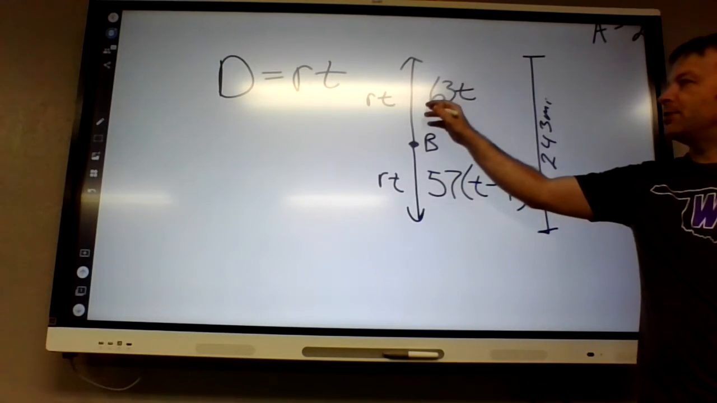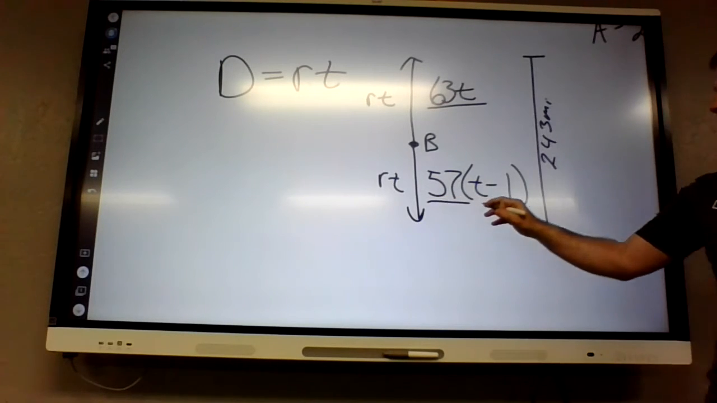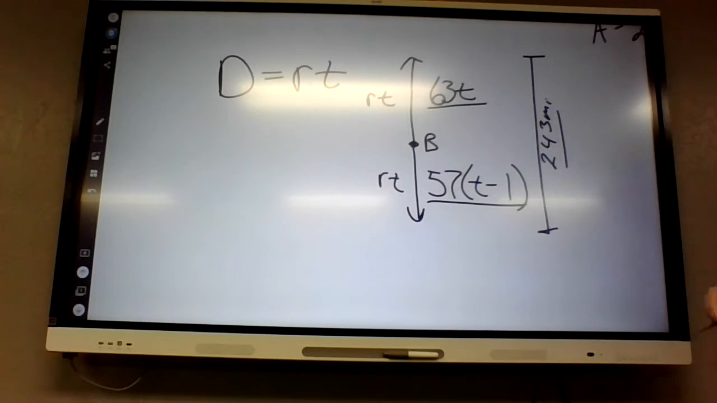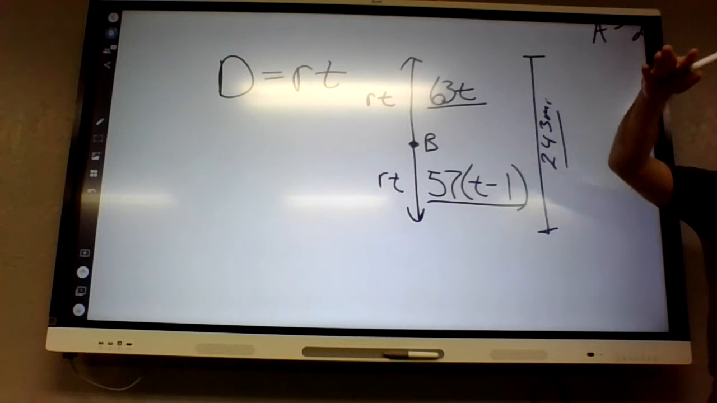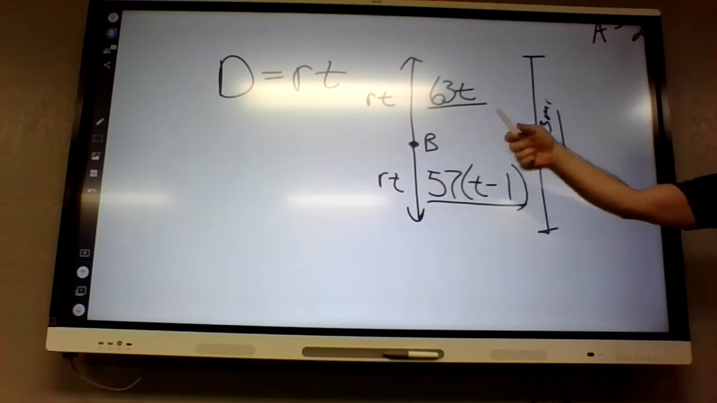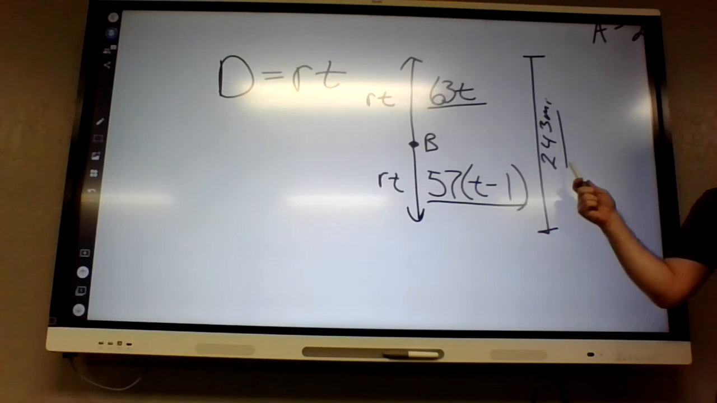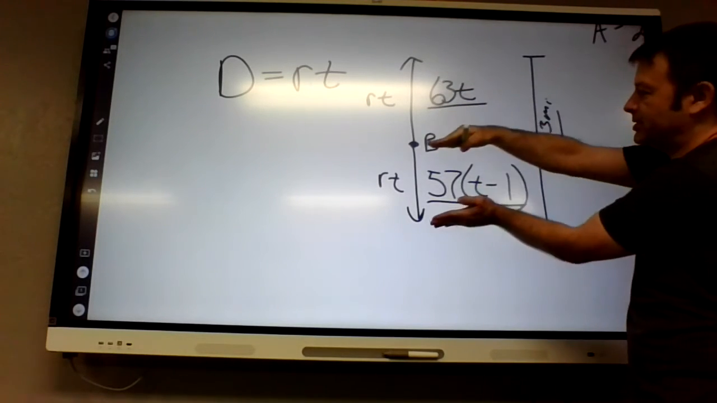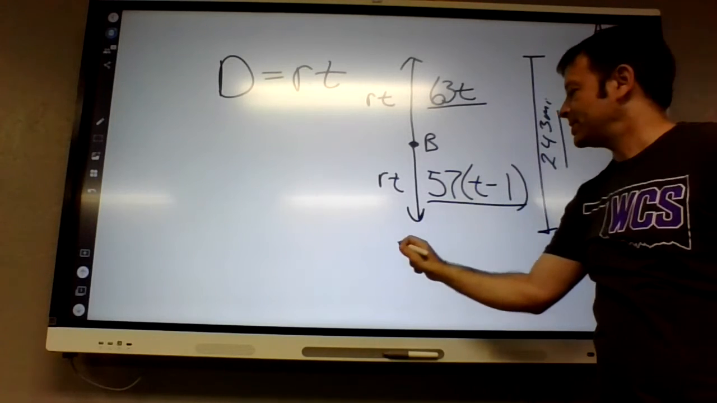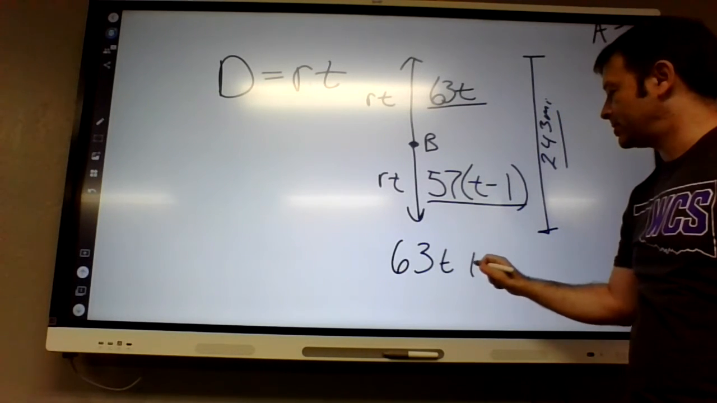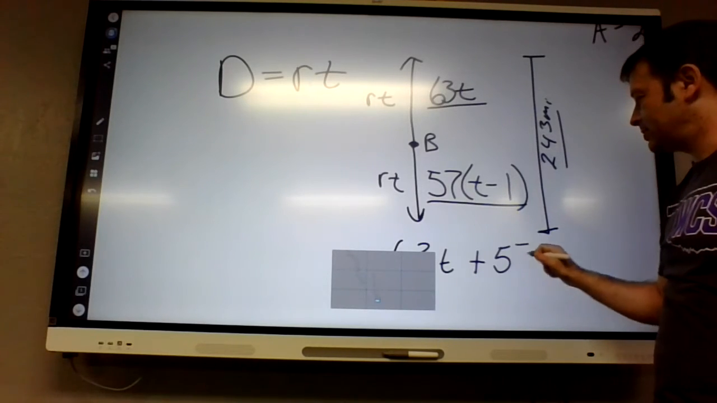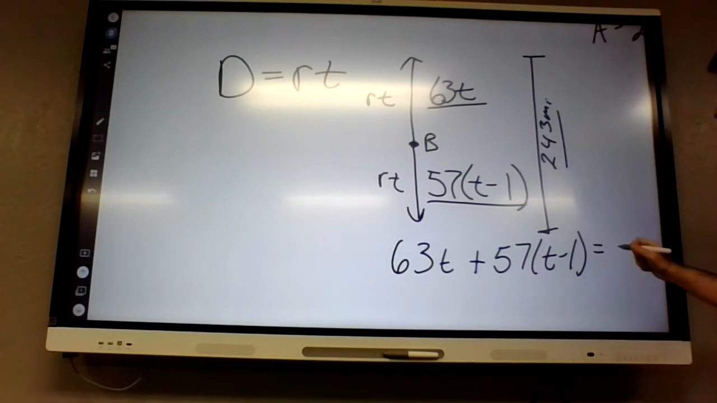So I have three distances. The northbound train's distance, the southbound train's distance, total distance. What's the relationship between these three? What do you think, Gracie? They add up to equal, right? Yeah, their distances together should equal the total distance. So this plus this equals this. So anyway, 63t, the pictures just help us get here, plus 57(t minus 1) equals 243.